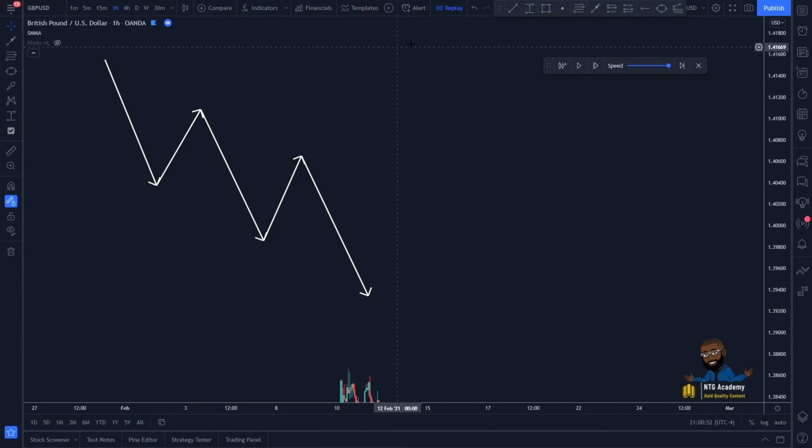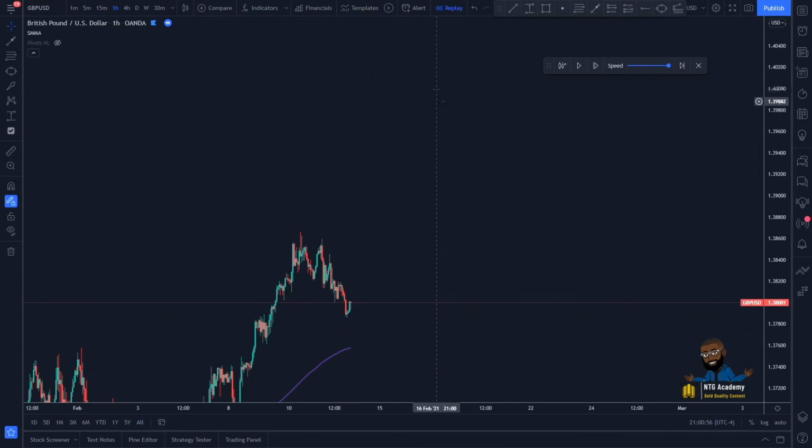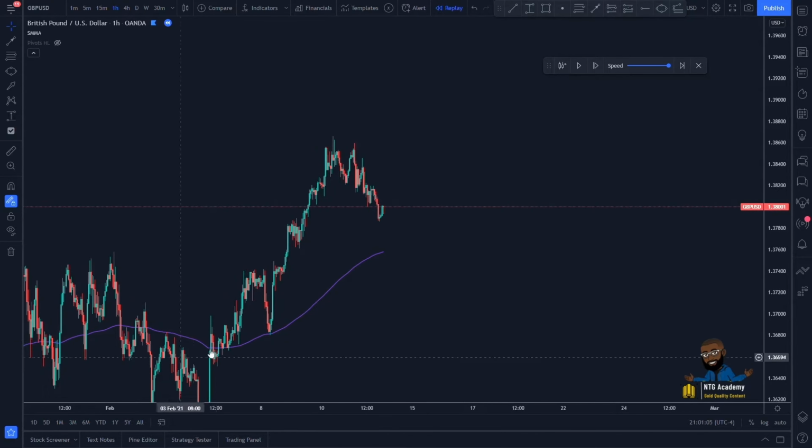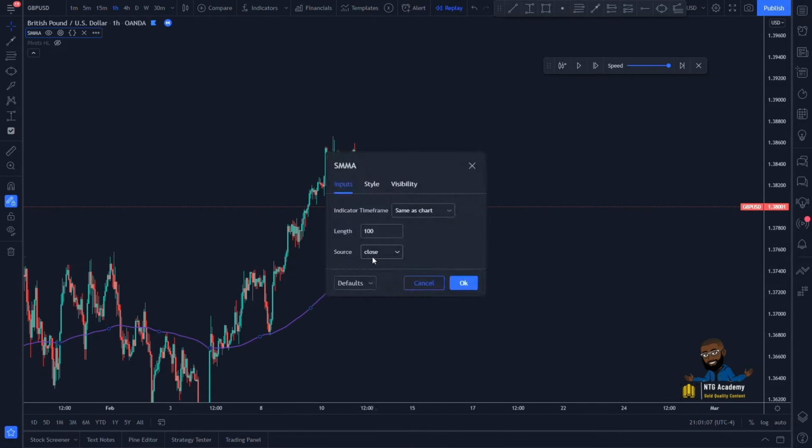Okay, so this was just a quick draw out, but it's going to look a lot better when we talk about market structure. So here we are in the market, and as you can see, we're in an uptrend. I have the 100 SMA.